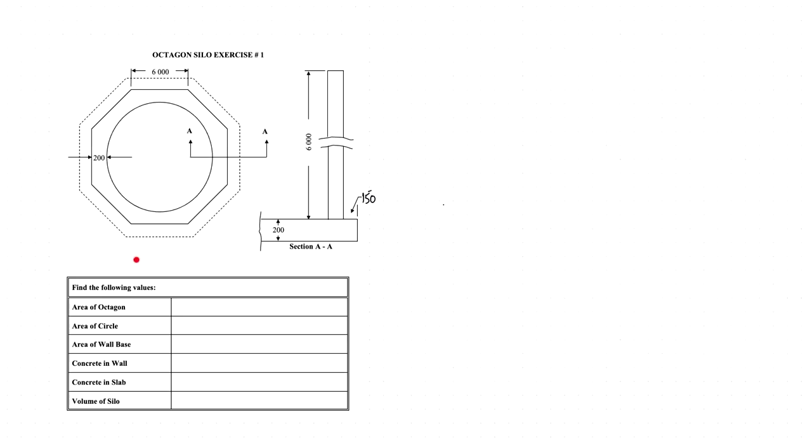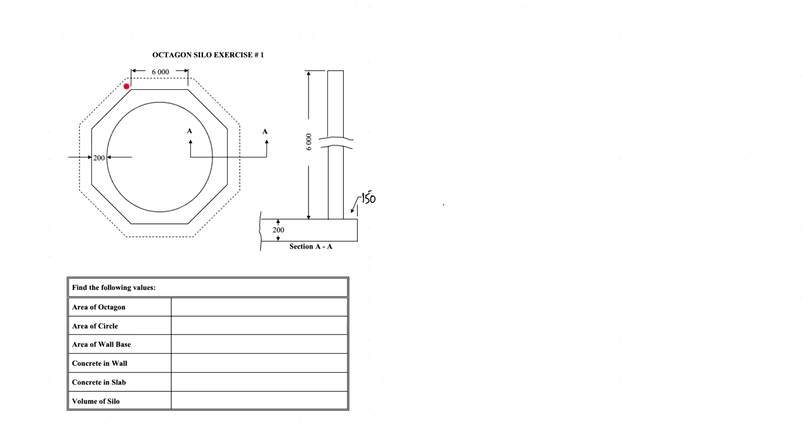We have an octagon shape on the outside, and we have a circular shape on the inside. And the dashed lines here indicate the footing. So the footing isn't a square around the entire thing, but it's just a bigger octagon. And then here in the cross section, we can see that our footing is 200 mils thick, and our whole wall is 6,000, or 6 meters, high.